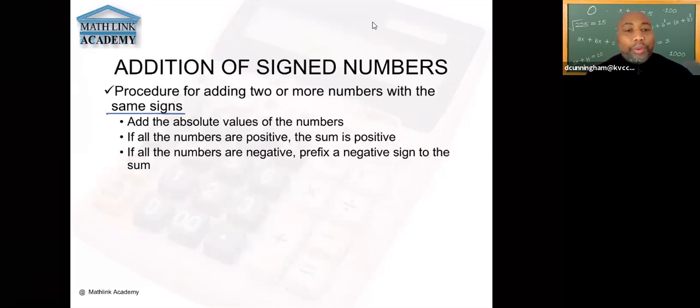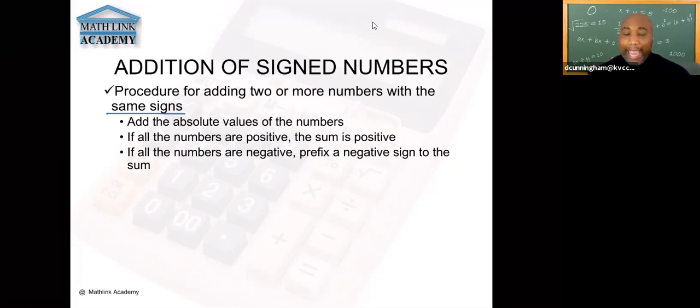So the first thing we want to do is add the absolute value of the numbers. If all the numbers are positive, just add them together. If all the numbers are negative, add them together and then just put that negative sign in front of it. So think about it. If all your numbers are positive, if you think about money, the more money you receive, the bigger the pot would be.